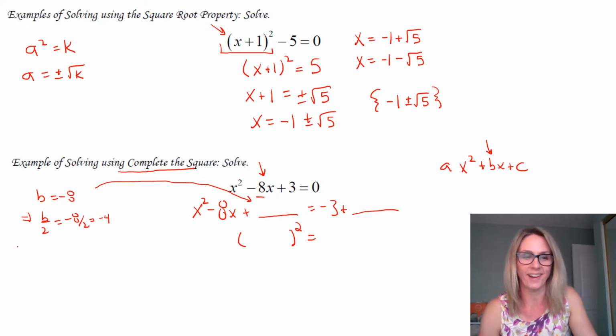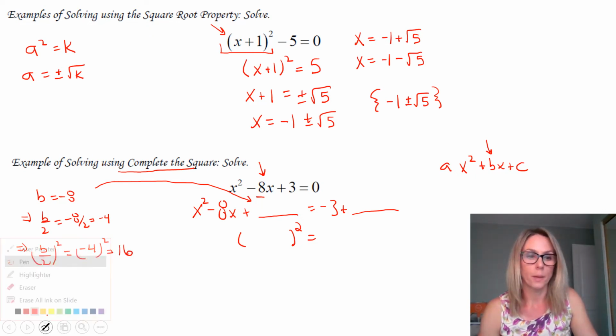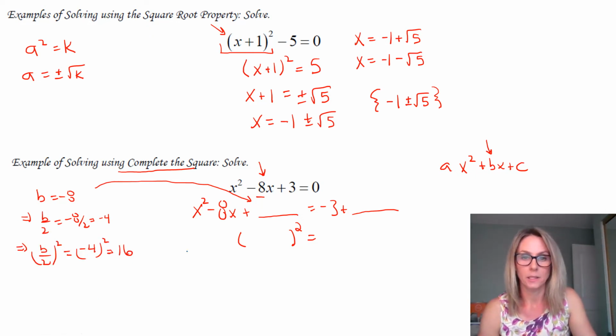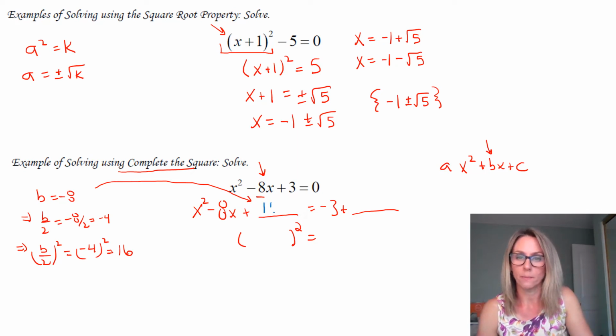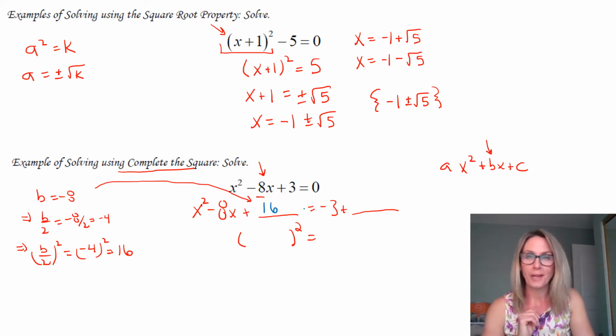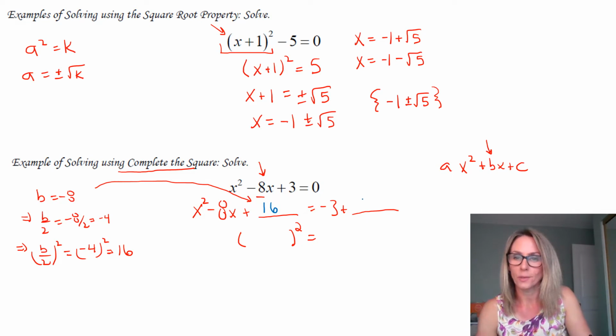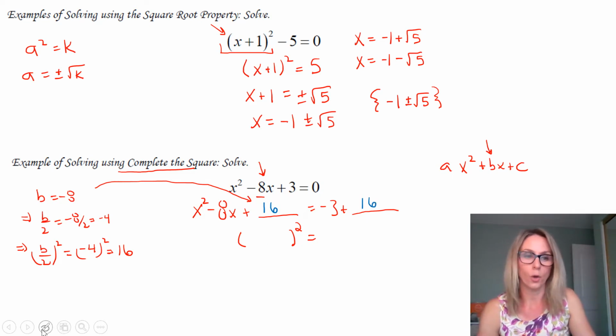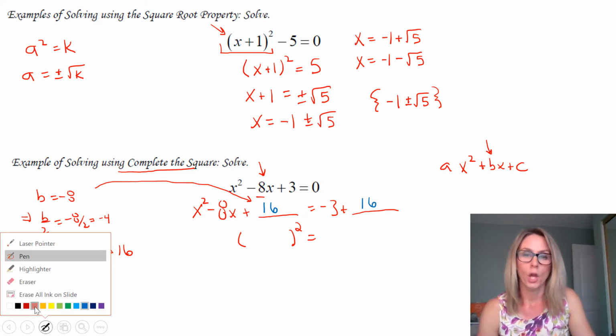Then we square it. So it's b over 2 squared. And that gives us 16. So that tells us that the number that I need to add over here is 16. But of course, this is an equation. If we do something to one side, we need to do it to the other. That's what keeps that equation balanced.